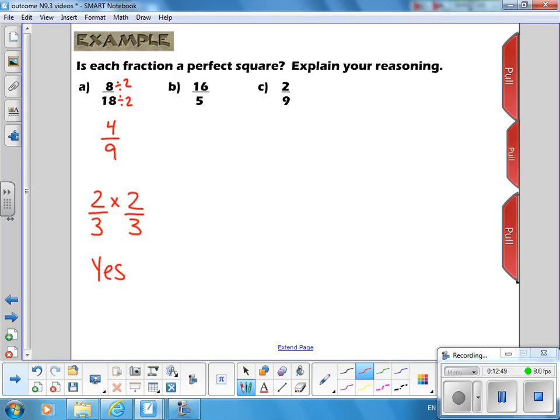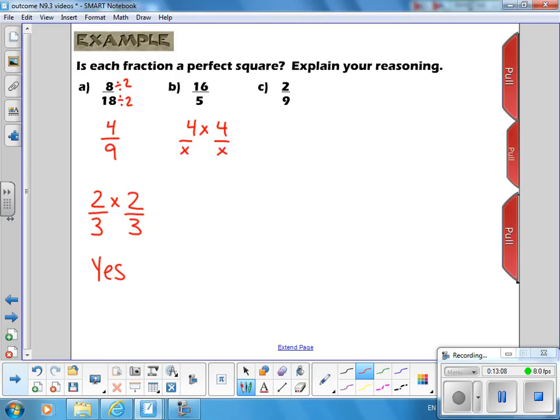Let's look at 16 over 5. Can you think of two factors that multiply to give you 16? The answer is yes, 4 times 4. Can you think of two equal factors that multiply to give you 5? The answer is no. There isn't any.